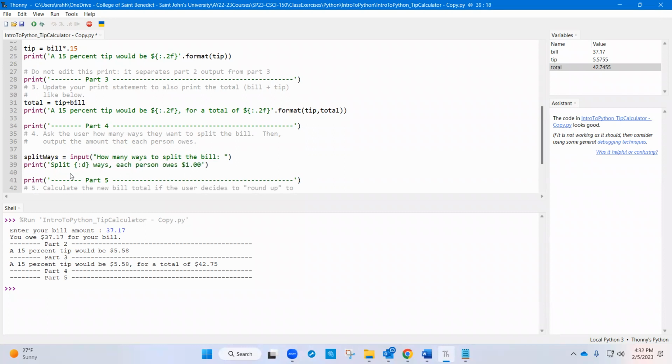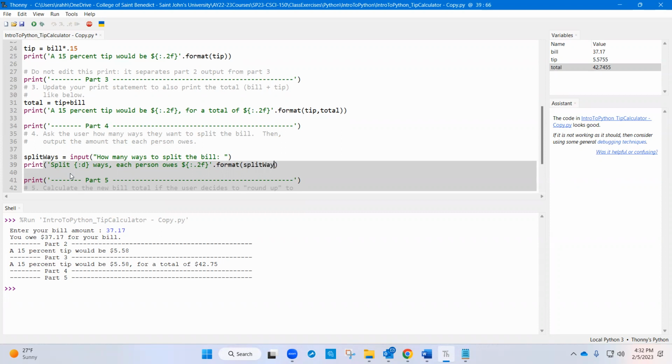So this would be the value of variable split ways, and this will show how much every person would owe. So that would be the amount, the total divided by how many ways we're splitting. So dot format, and then the first one would be split ways.